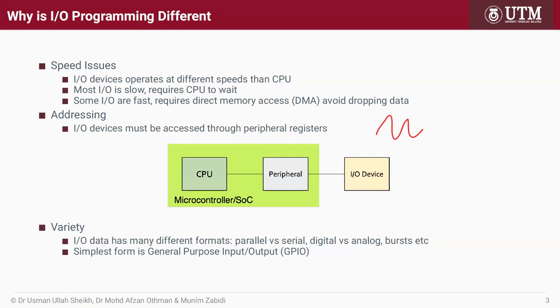The third way I/O is different from memory is that I/O data has many different formats. It's not just 8-bit, 16-bit, 32-bit, that's simple. I/O data has many formats such as parallel data, serial data, digital data, analog data, and also data that comes in bursts, so you must grab the data very quickly. Anyway, the simplest form of input output is general purpose input output, which is covered in this chapter.